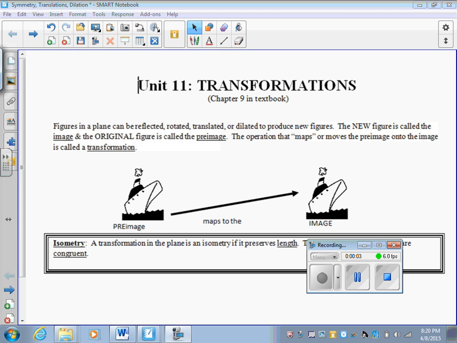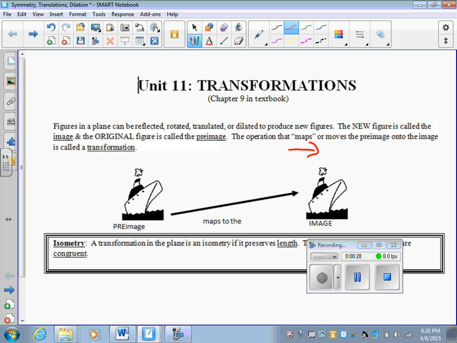Okay, Unit 11, transformations. Transformations are figures in a plane that can be reflected, rotated, translated, or dilated to produce new figures. The new figure is called the image, and the original figure is called the pre-image. The operation that maps or moves the pre-image onto the image is called a transformation, and the symbol looks like this for maps onto.